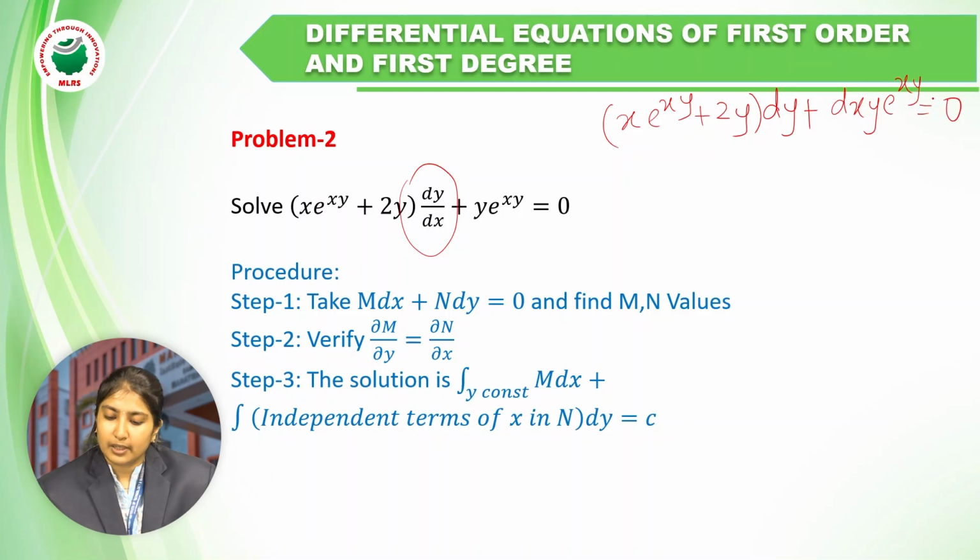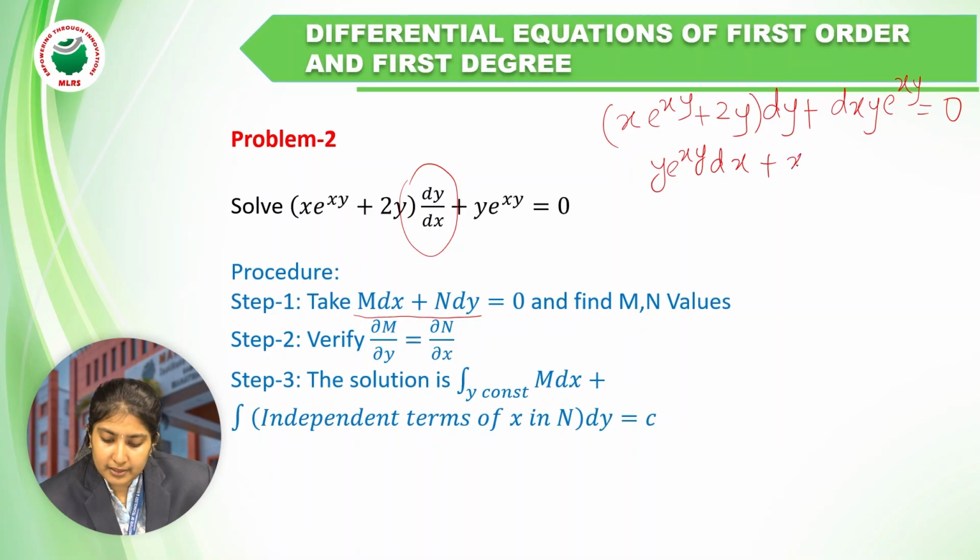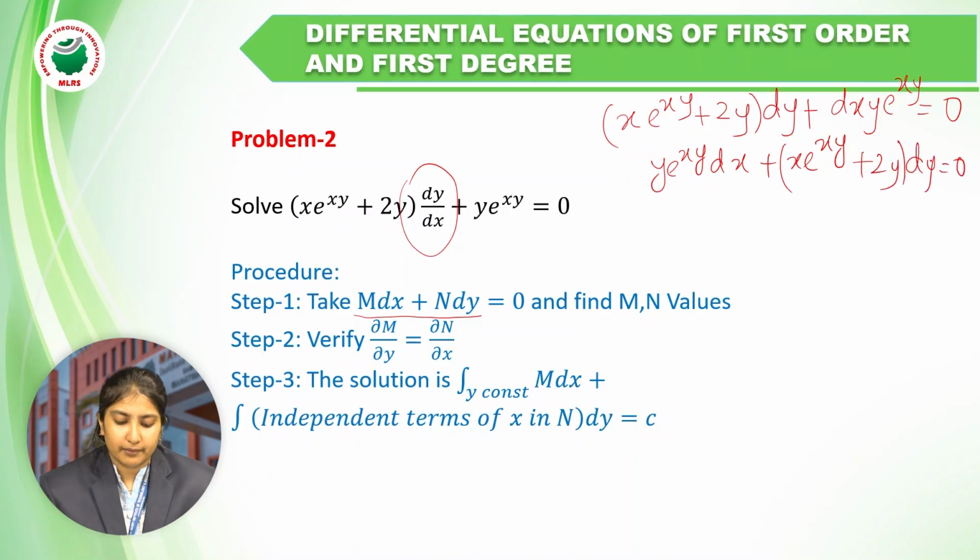Okay, so this equation is of the form M dy. Again I'm getting M dy, so this is not right. Always remember the equation is of the form M dx plus N dy. It is not M dy, so it is in reverse. What you have to do is write this term first. So y e^(xy) dx plus (x e^(xy) + 2y) dy equal to 0. Yeah, now it is of the form M dx plus N dy.